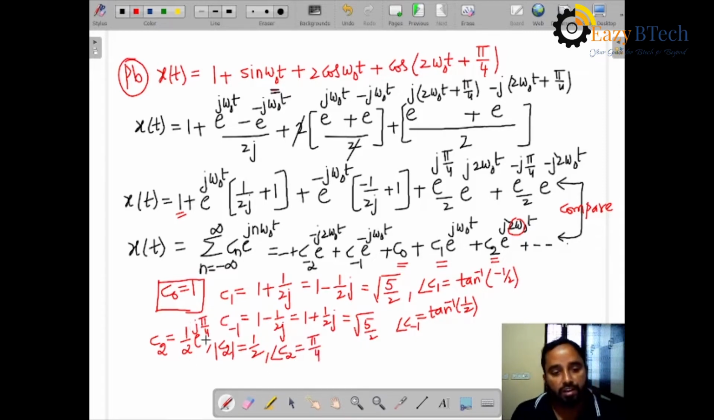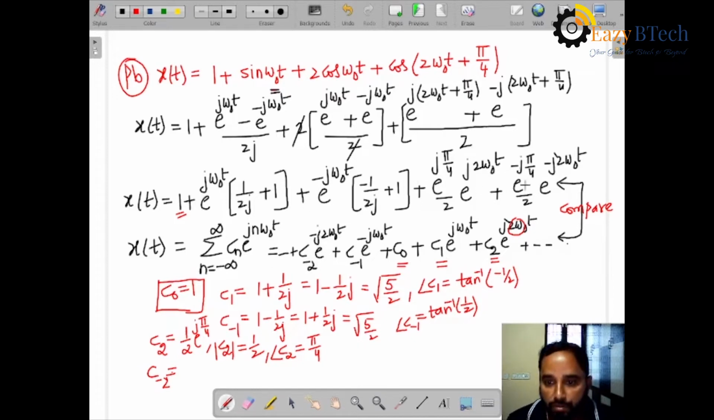Right or not? It is like r into e power j theta format. R is 1 by 2 magnitude, theta pi by 4. That's all. Nothing else. And C minus 2. So how to say C minus 2? How to do C minus 2? So see here, C minus 2 is the e power minus j 2 omega naught t coefficient.